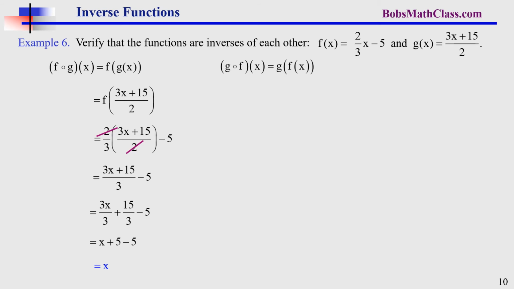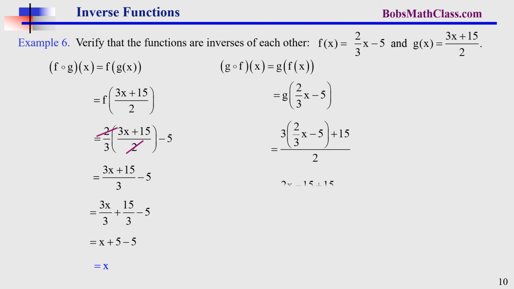G of f of x. So replace the inner function with 2/3 x minus 5. Now go to the g function, and everywhere you see an x, replace that x with 2/3 x minus 5. Again, a little simplifying. We're going to have to distribute the 3. So 3 times 2/3, and then 3 times -5. So 3 times 2/3, the 3's cancel. That just gives us 2x.